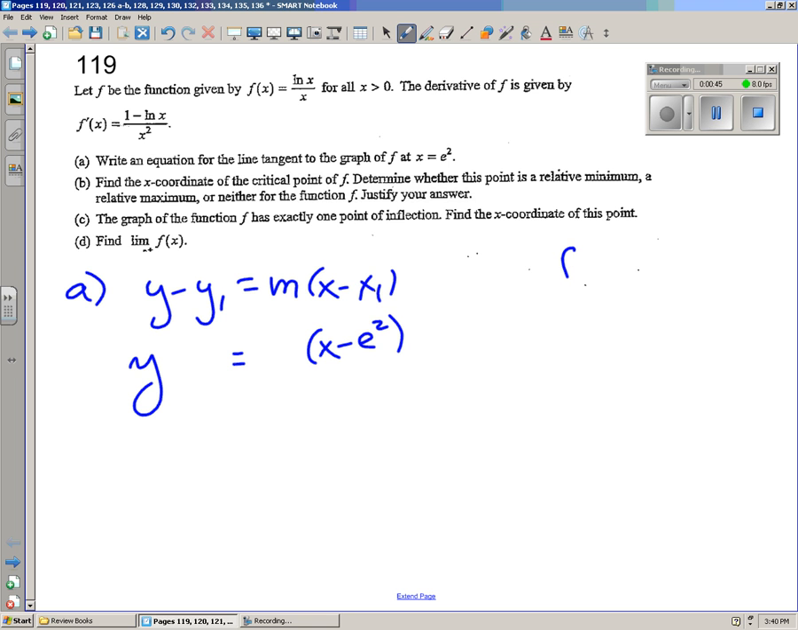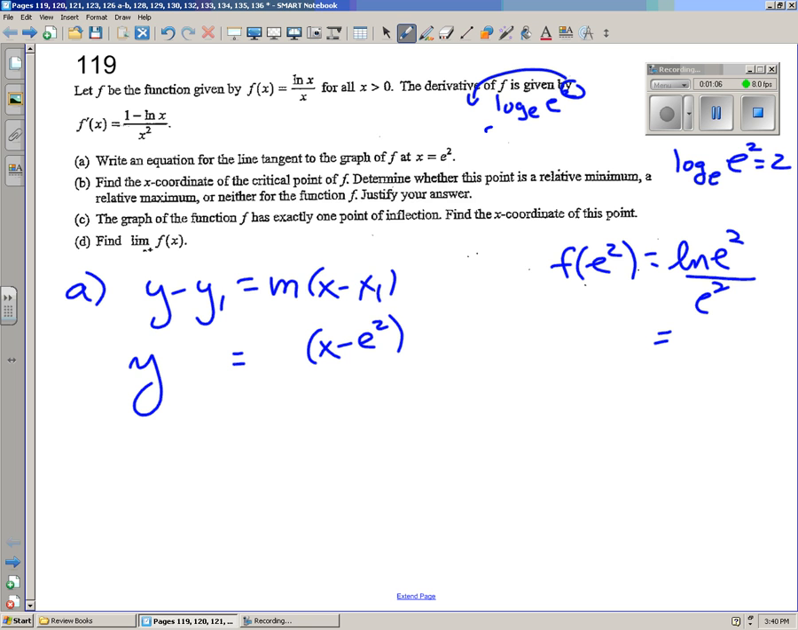So f of e squared is ln of e squared over e squared. So that's natural log of e squared. Log base e is what power of e gives you e squared? Well, the power is 2. Another way to look at this is a law of logs: you are allowed to bring this exponent down. And what power of e gives you e? Well, that's 1. 2 times 1 is 2. At any rate, this would be 2 over e squared. That would be your y1.